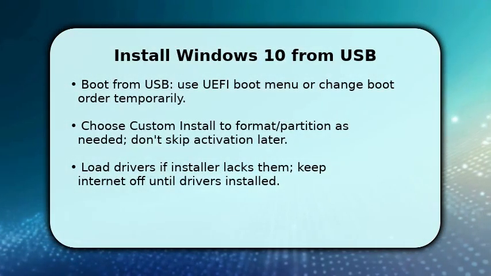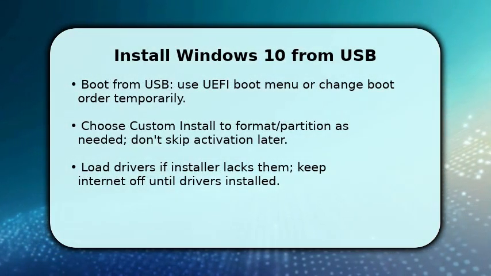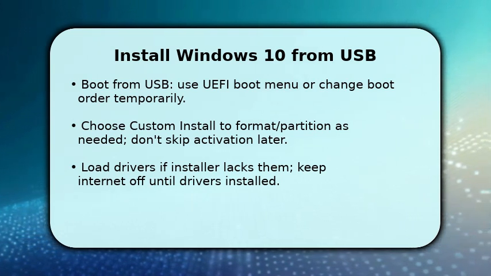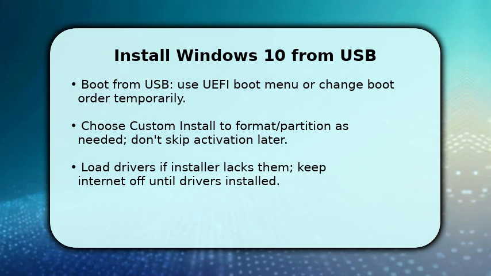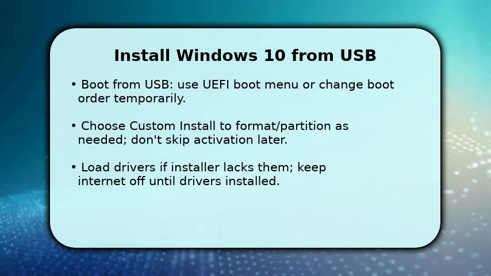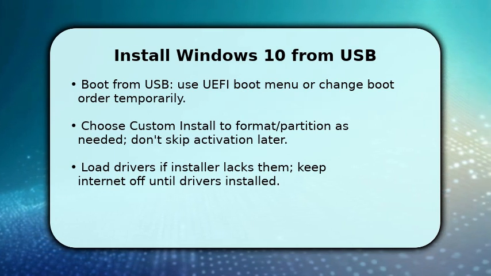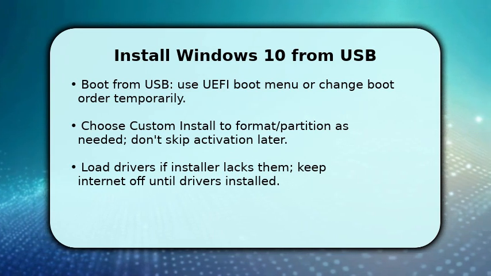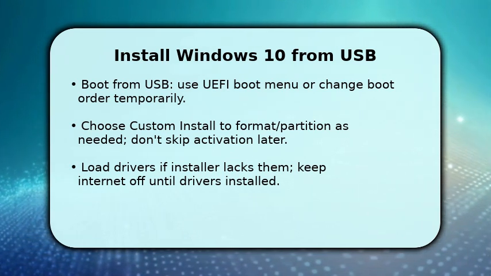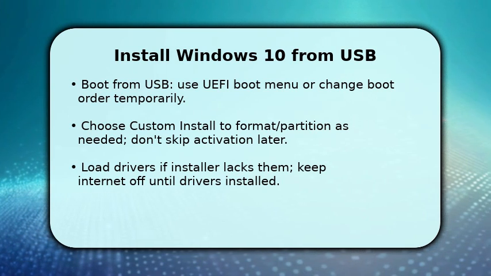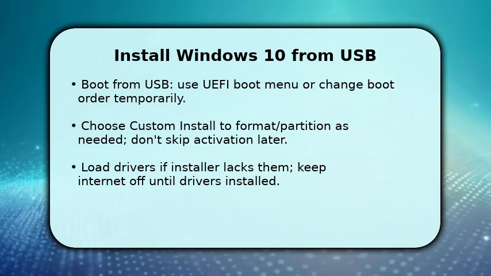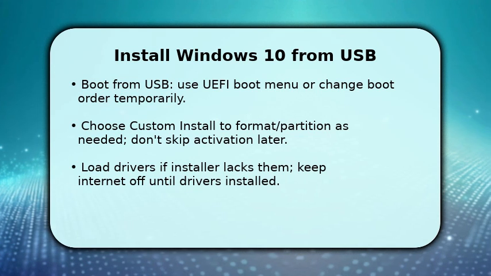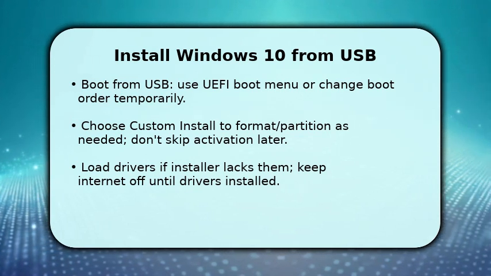You restart and boot from the Windows 10 USB. Press the manufacturer key to open the boot menu and select the USB device. Once the installer loads, choose Custom Install to remove the Windows 11 partition or format the system partition. Make sure your backup is complete before doing this. Load storage and NVMe drivers if the installer can't see the drive. Keep Internet disabled until basic drivers are in place to avoid feature updates trying to pull Windows 11 components.